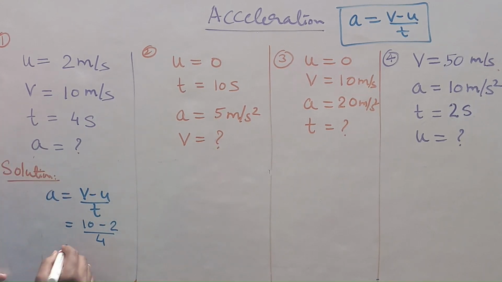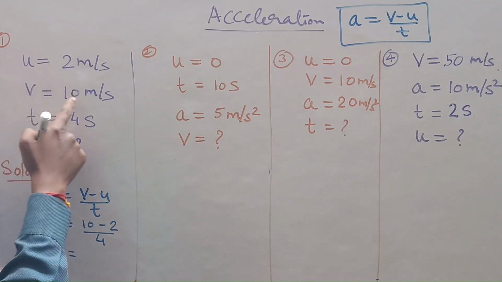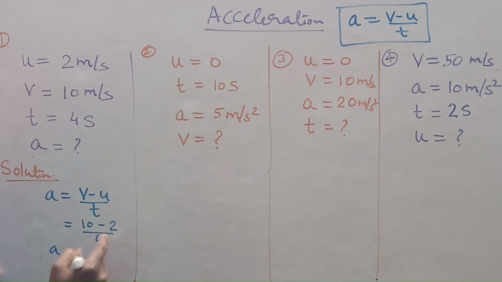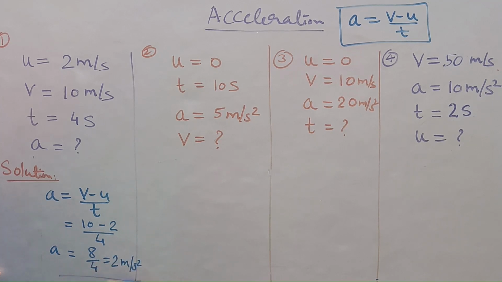Now here, when we look at it, what will be acceleration? Final velocity 10 minus initial velocity 2, divided by time 4 seconds. So 10 minus 2 is 8, divided by 4. That's going to give me 2 meter per second square. So here we complete how to calculate acceleration.